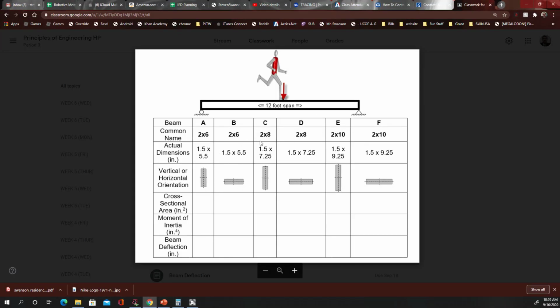Alright, so I just want to let you guys know that to clarify this, to fill this out, we're going to assume some things. So here we go. First off, we're going to assume that the modulus of elasticity for all of them is going to be the same wood. So we're all dealing with Douglas fir. So that's going to be the E.